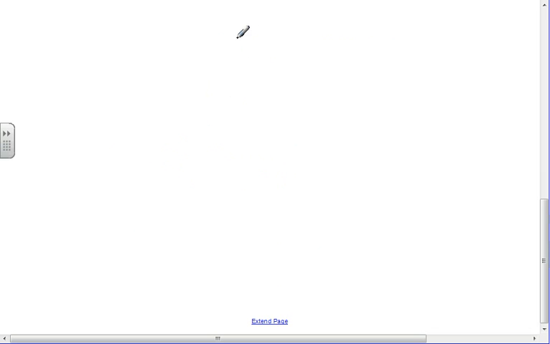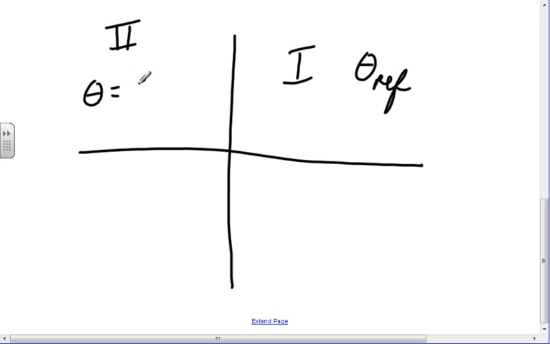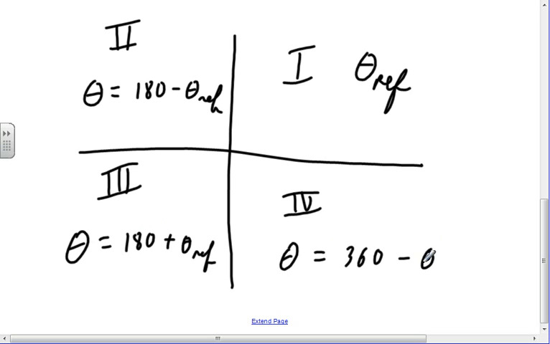All right, so I say, well, I have some first quadrant guy, theta reference. In the second quadrant, the theta that I have is going to be 180 minus the theta reference. In the third quadrant, the theta I have is 180 plus the theta reference. And in the fourth quadrant, the answer is going to be 360 minus theta reference.